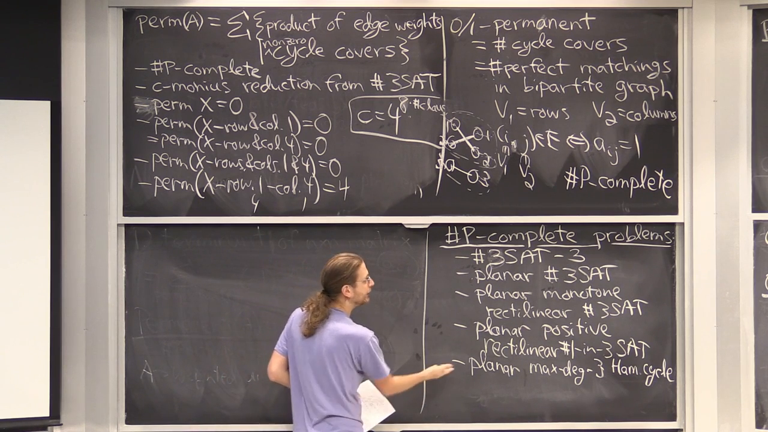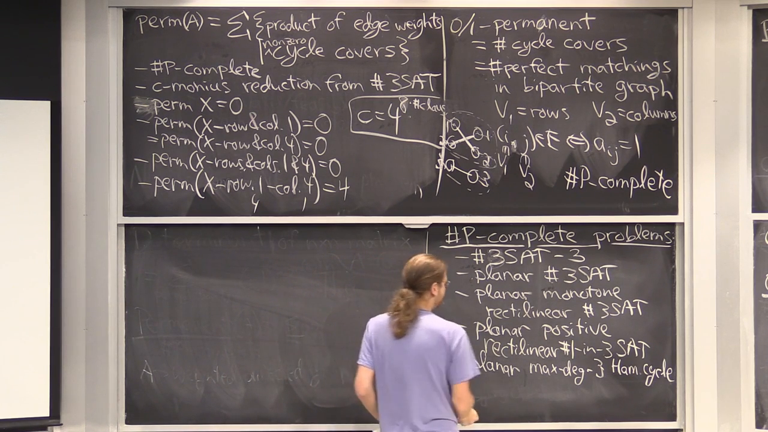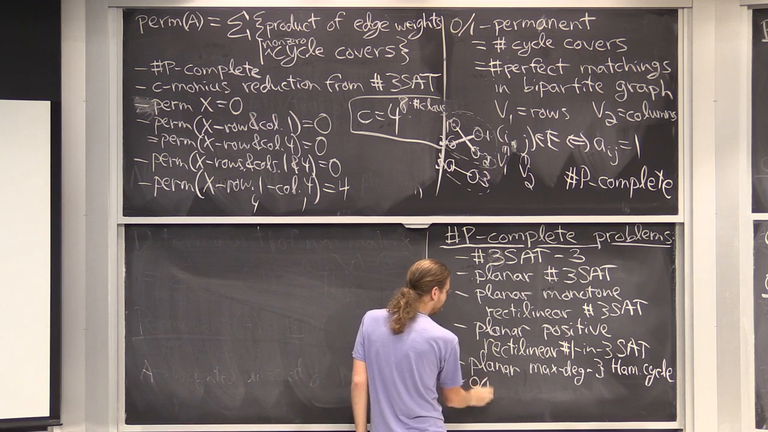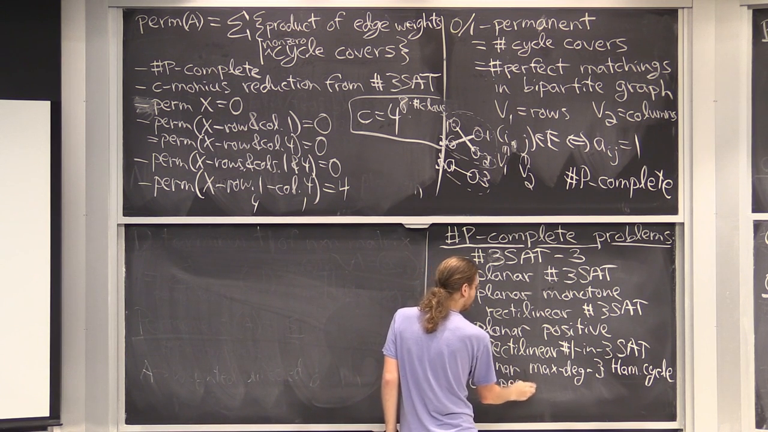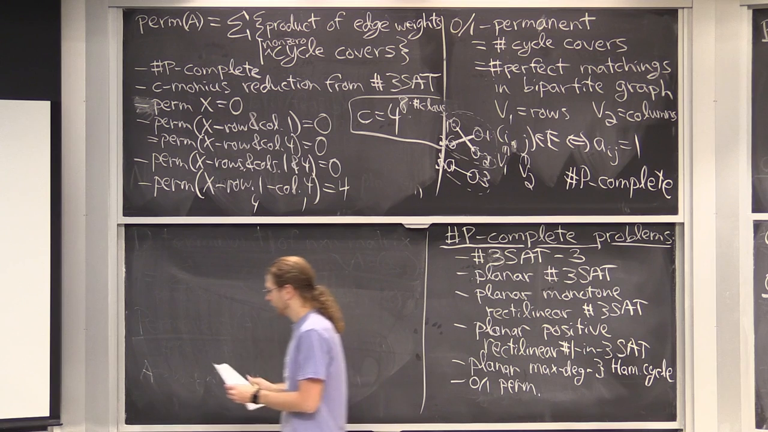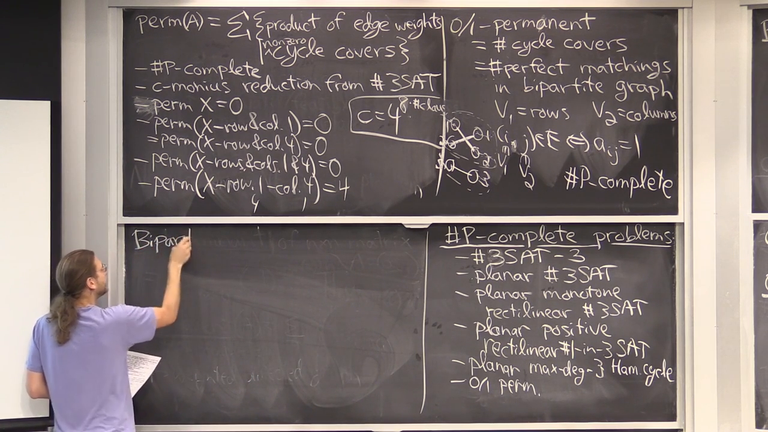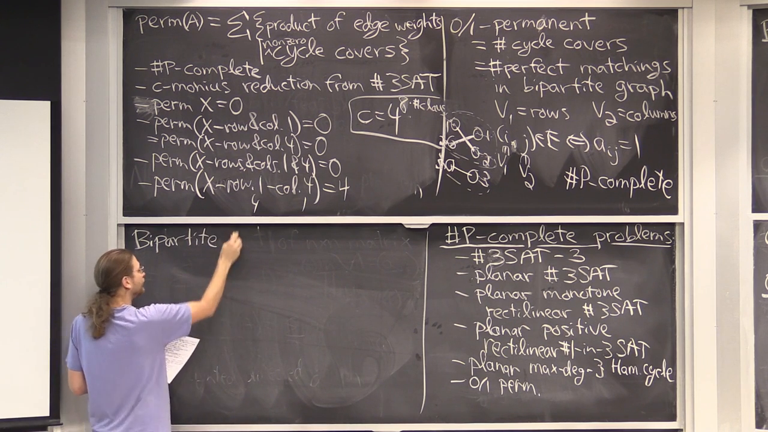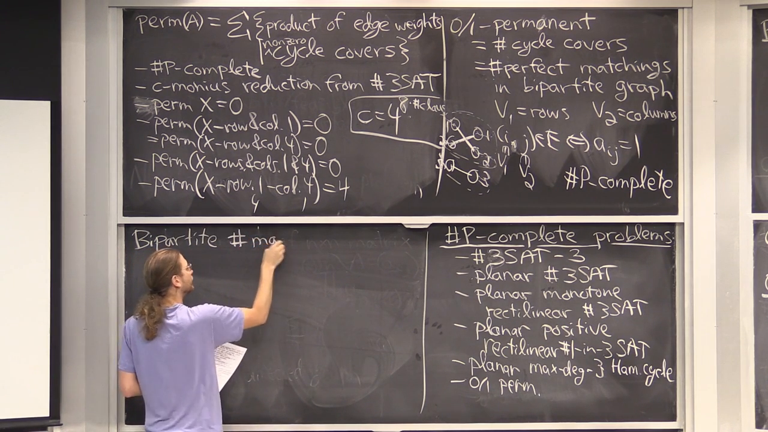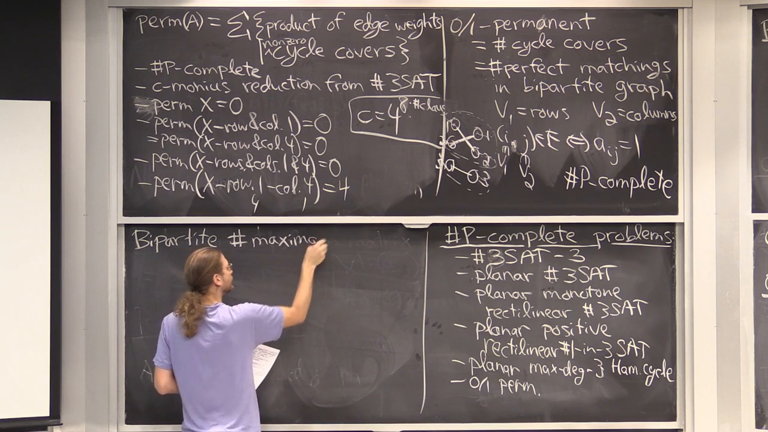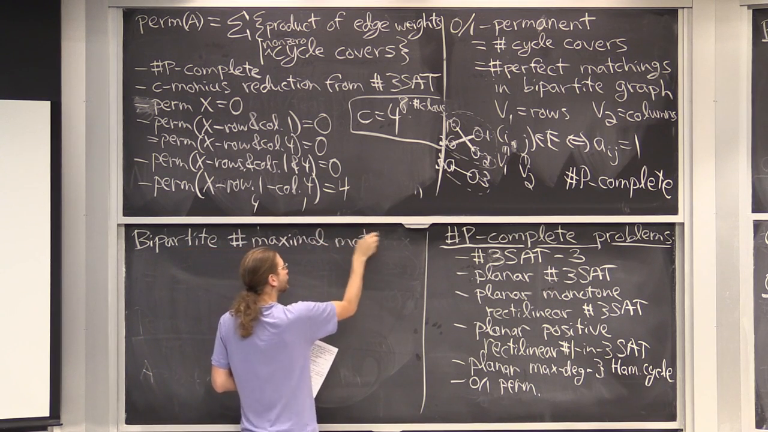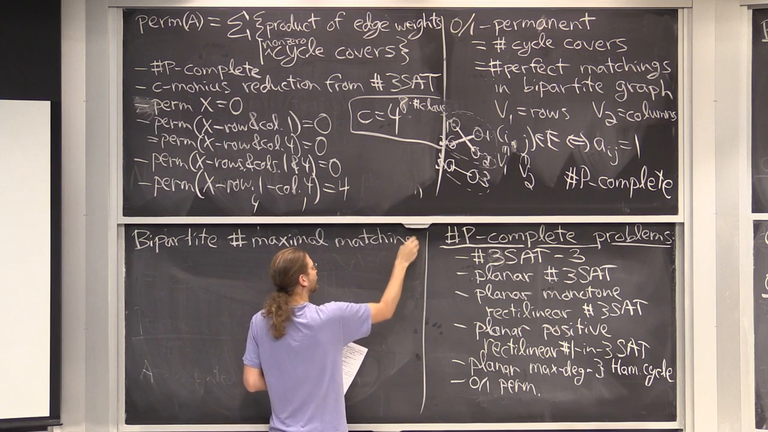I guess I can add to my list here, but in particular we have 0, 1 permanent. So there are other ways you might be interested in counting matchings. So far we know it's hard to count perfect matchings.